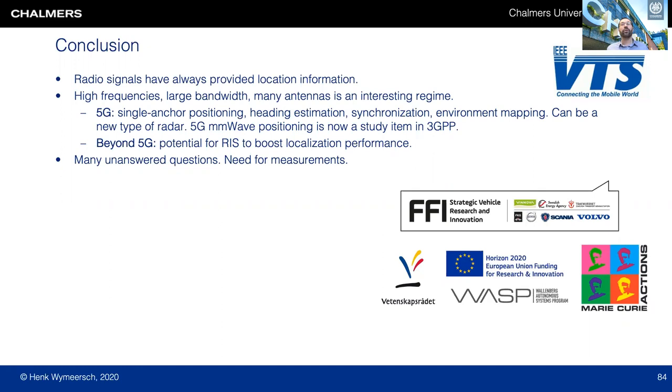So we will have a 5G system where we can do single anchor positioning. So with a single base station, we can estimate the user's direction, do synchronization to the environment, map the environment, all with a single base station, provided the environment is rich enough in terms of its multipath. So this can be a kind of bistatic radar. And 5G millimeter wave positioning is being studied in 3GPP using the kind of measurements I talked about today.